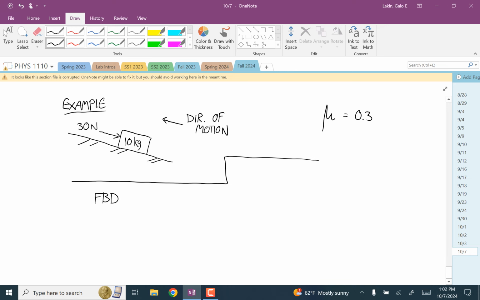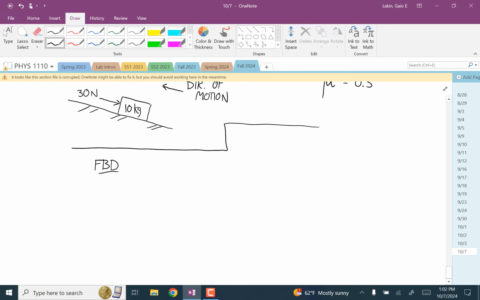Okay, so free body diagram. So there's the block. There's a weight force of 10 times 9.81, so 98.1 newtons. There's a 30 newton force that's given.